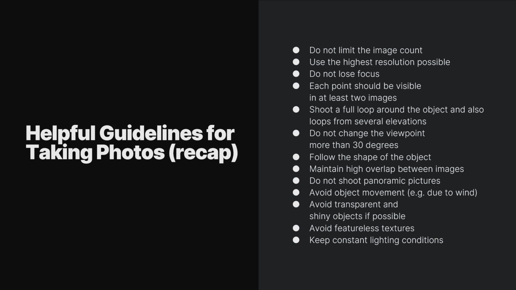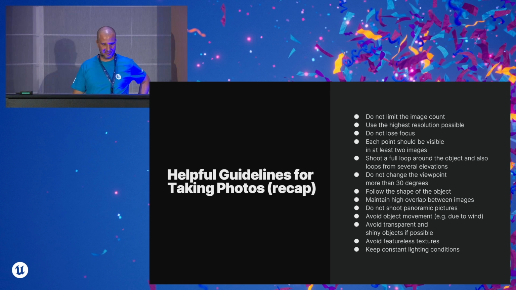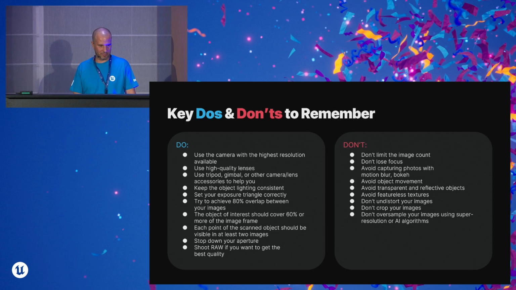Okay, so I'm going to read this again. Sorry if you're getting bored. But yeah, do not limit the image count. Use the highest resolution possible. Do not lose focus. Each point should be visible in at least 2 images. Shoot a full loop around the object and also loop at several elevations. Do not change the viewpoint more than 30 degrees. Follow the shape of the object. Maintain high overlap between images. Do not shoot panoramic images. Avoid object movement. Avoid transparent and shiny objects where possible. Avoid featureless textures. Keep constant lighting conditions. Okay, do's and don'ts to remember.